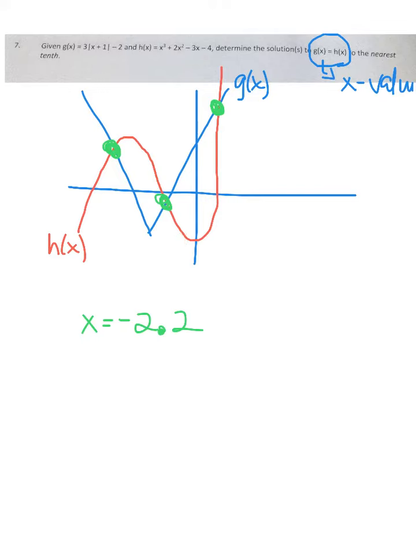So when you do that, it's going to give you x equals negative 0.7222, and so on. We're going to round that to the nearest tenth, so that's going to be negative 0.7.